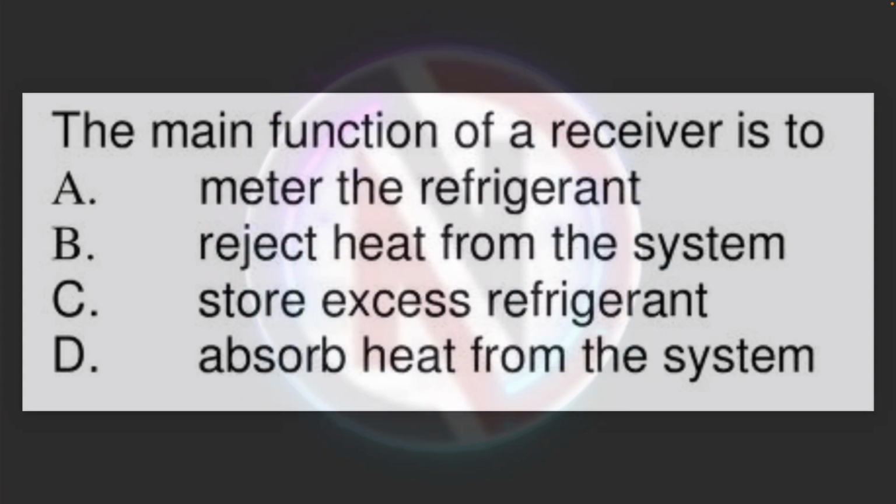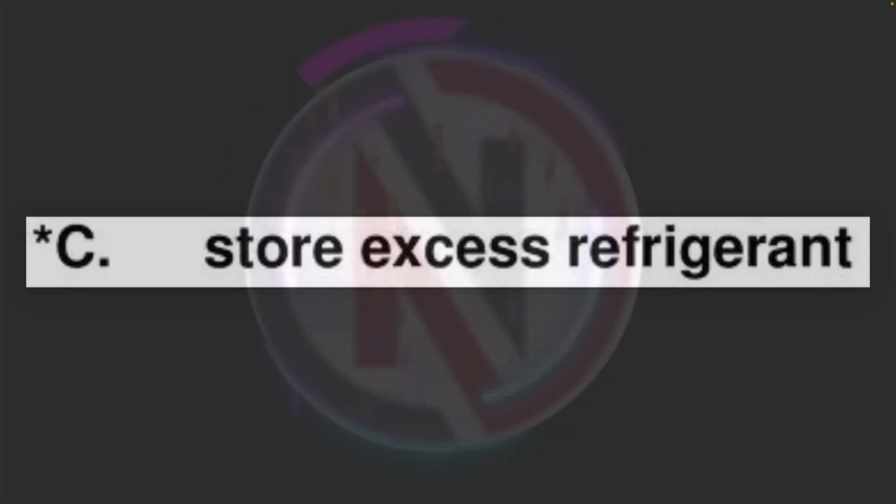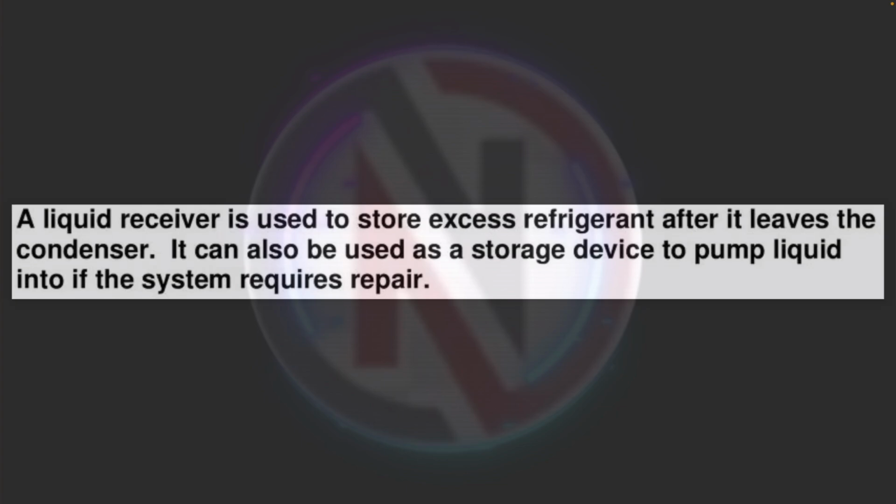The main function of a receiver is to: A. Meter the refrigerant. B. Reject heat from the system. C. Store excess refrigerant. D. Absorb heat from the system. C, store excess refrigerant. A liquid receiver is used to store excess refrigerant after it leaves the condenser. It can also be used as a storage device to pump liquid into if the system requires repair.